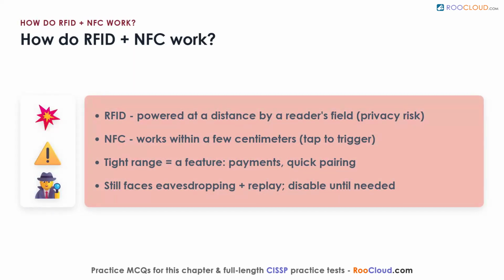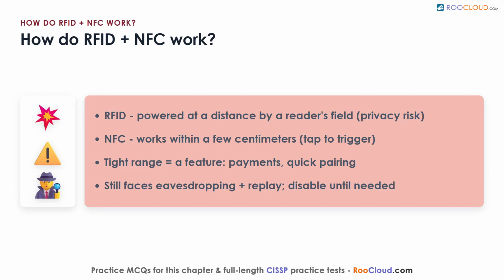How do the tiny tags in badges and phones work? Through two related, short-range technologies. The first can be powered from a distance by a reader's magnetic field, letting it transmit a stored code without a battery, which makes it great for inventory, but also a privacy concern, since anyone with a reader could note your tag as you pass.